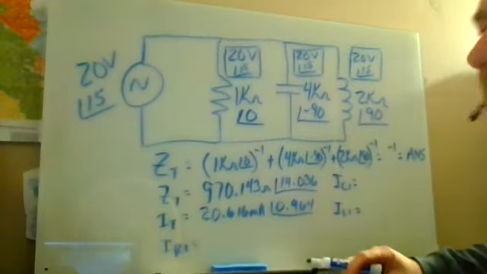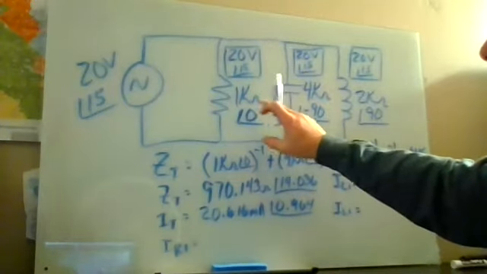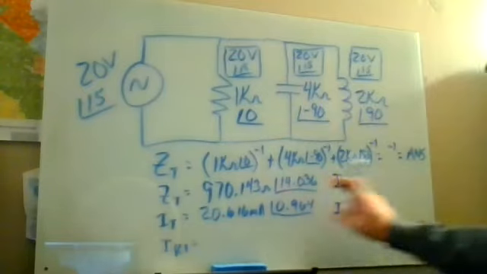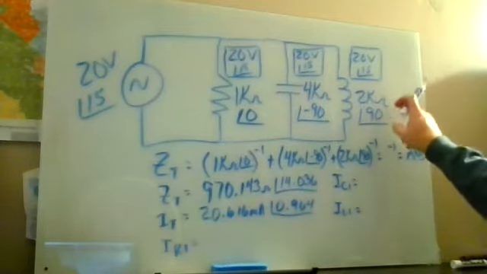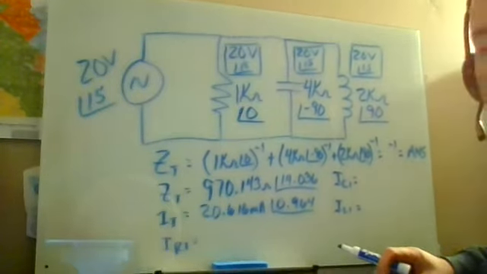Now I simply go back and use Ohm's law. Voltage divided by the impedance gives me the current through my resistor. Voltage divided by the impedance gives me my current through the capacitor. Voltage divided by the impedance gives me my current through my inductor.